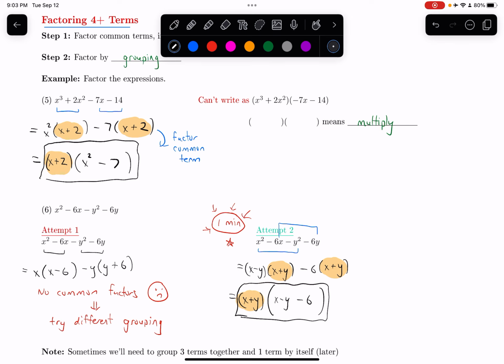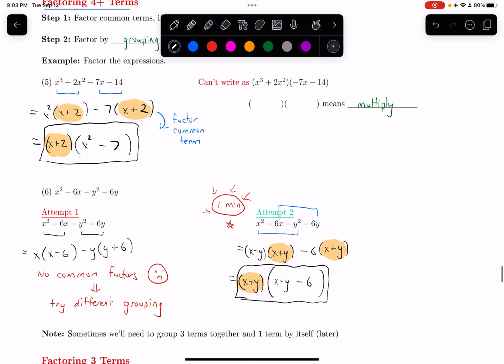Okay, it's really common when you're doing grouping problems that the grouping that you try first might not work. So you want to be on the lookout for that. That's very normal. With more practice, you'll get better at recognizing which grouping might be the correct one quicker. But give yourself some grace and patience. It may take multiple tries to get the grouping that's the correct one. I also want to just quickly note that sometimes we'll need to group 3 terms together and leave one term by itself. And we'll see examples of that later.